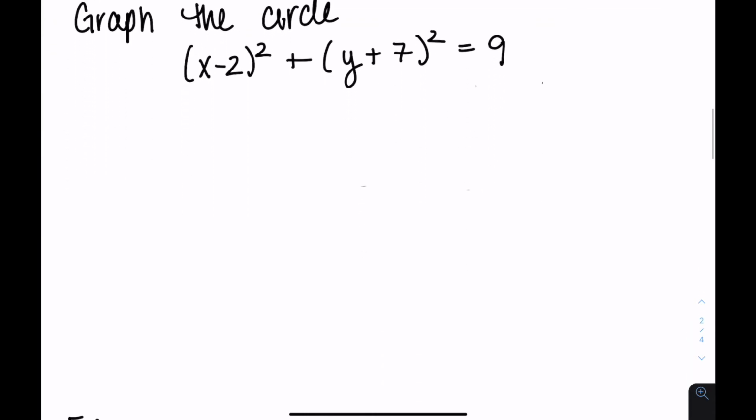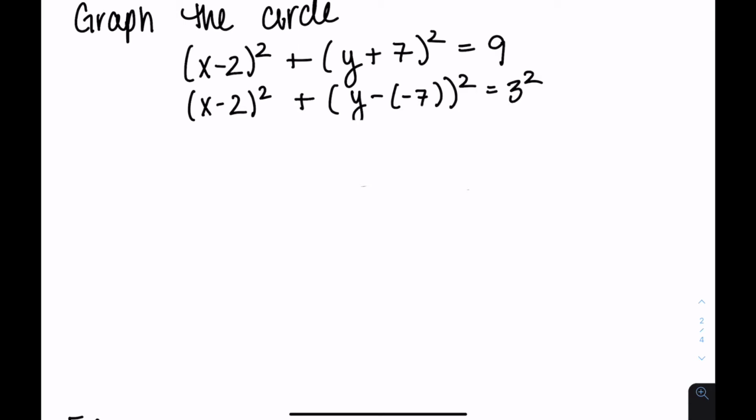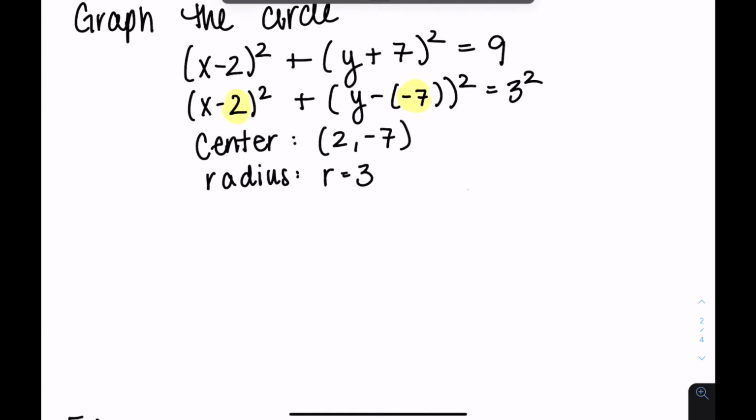Now let's go ahead and graph one. We've got the standard form already. I just need to figure out what's the center and what's the radius. To do that, I need x minus the x coordinate of the center, y minus the y coordinate of the center, and then our radius squared is on the other side, so 9 is 3 squared. So now I can immediately pick off that the center is going to be (2, -7), and the radius is going to be 3.